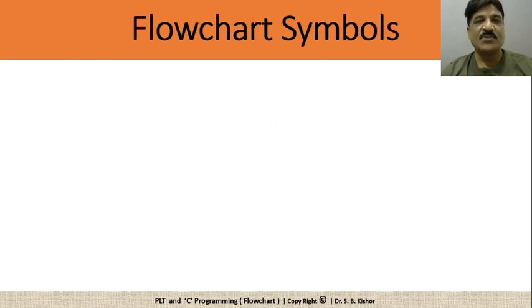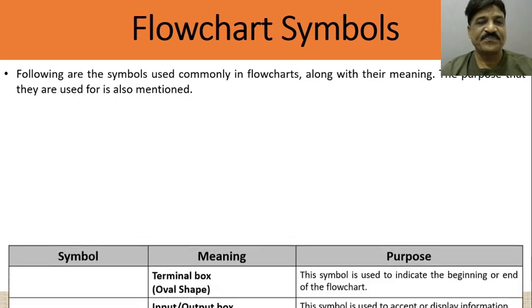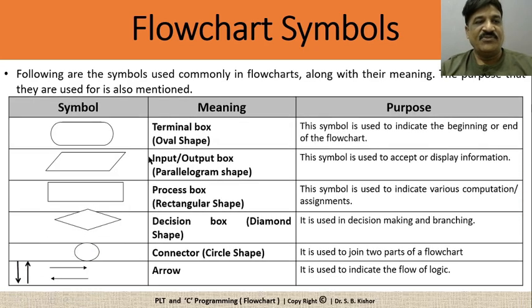Now, what are the various symbols that are used in a flowchart? Basically we have various symbols. This symbol is referred to as the terminal box, and it is in oval shape. It is useful to indicate the beginning and end of the flowchart. Then we have a parallelogram which is referred to as the input output box, and it is useful to accept and display information. So whenever you want to accept certain values or display certain information or values, in that case we use this input output box.